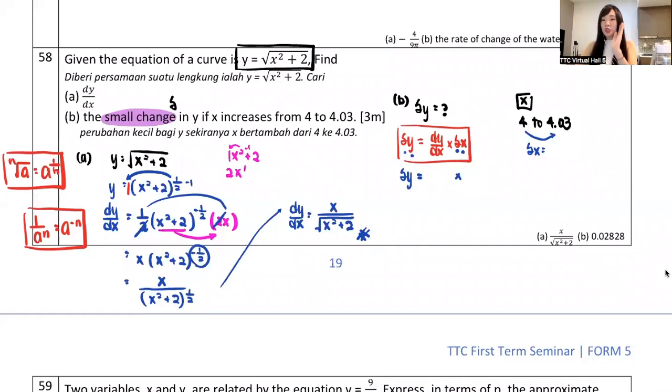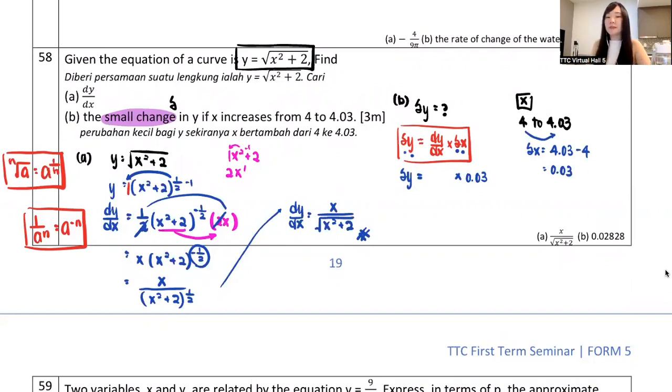Guys, always remember, small change is like a progression. Do you still remember progression, AP and GP? You use the back one minus the front one. So do you realize your small change of x is 0.03? That is your small change. If it is increasing, it is 0.03. If it is decreasing, it is negative 0.03.